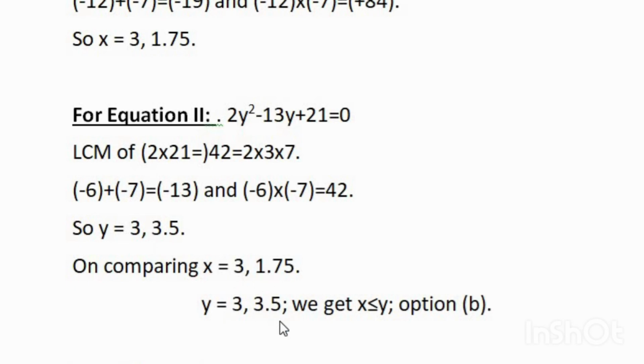Now comparing x and y values, what will you get? Comparing 3 with y values, 3 and 3, it is equal. X is equal to y. Comparing 3 and 3.5, y is greater. Now comparing 1.75 and 3, 3 is greater, that is y is greater. And comparing 1.75 and 3.5, the y value, that is 3.5, is greater. That means x is less than or equal to y, or y is greater than or equal to x. So which option is it?